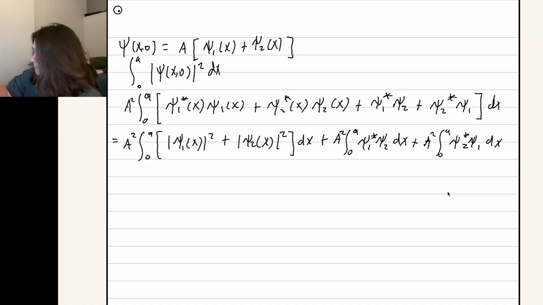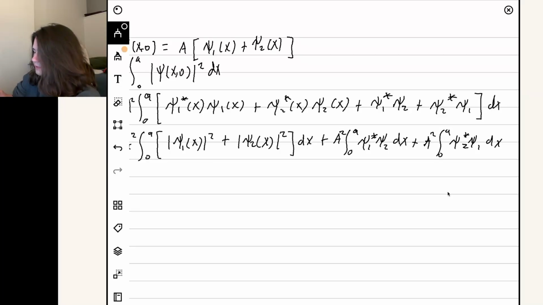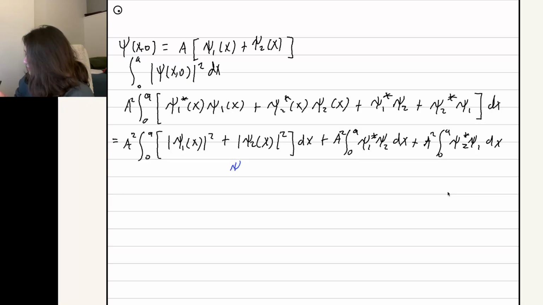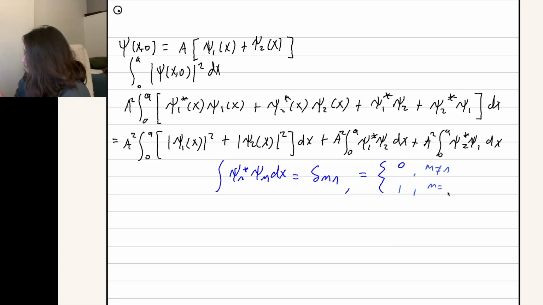And both of those are invocations of the orthogonality condition for wave functions in this system. That is, the integral of psi n star psi m dx is equal to a Kronecker delta, delta mn, where it's equal to 0 if m is not equal to n, and 1 if m is equal to n, right?